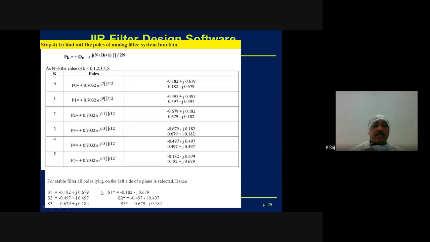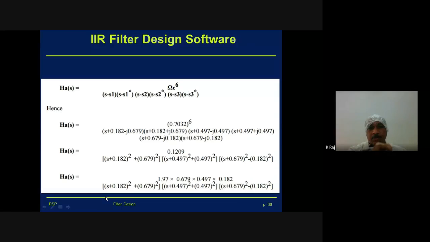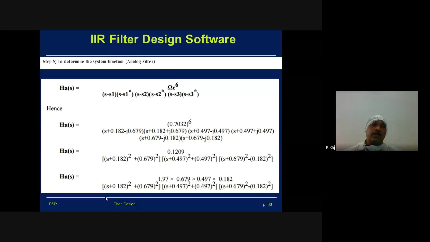So we will select these roots or these poles, and then in the next step, we describe the transfer function, that is, the system function of this filter in the analog domain. That will be described by omega c to the power n divided by (s minus s1), (s minus its conjugate s1*), then (s minus s2), (s minus s2 conjugate), and so on.